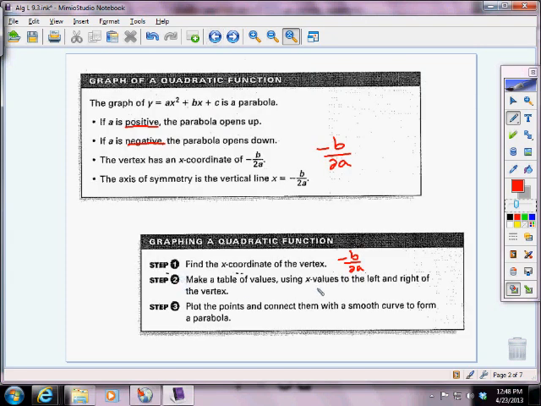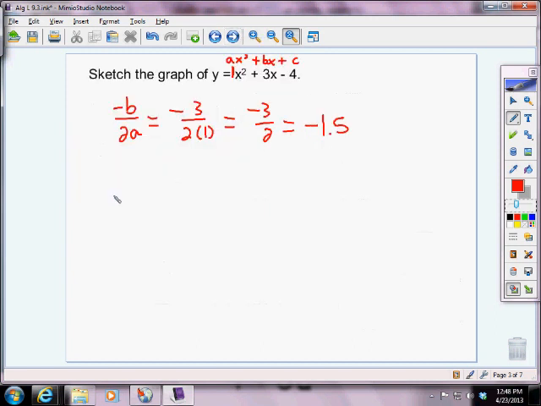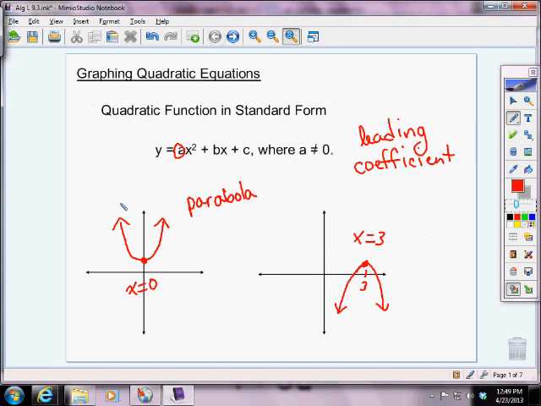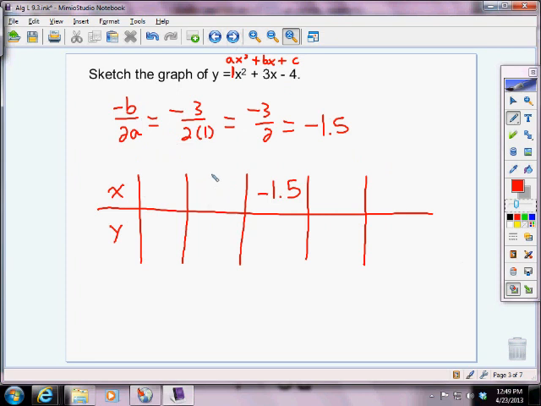Step 2, make a table of values, including values to the left and right of that negative 1.5. So again, I don't care if you make a vertical or a horizontal input-output table. Just make sure that you include negative 1.5 in the middle. And I'm going to do a couple to the left and a couple to the right. And you get to pick these. My advice, because remember, if you look at our pictures here, they kind of go up steeply or drop steeply, so you don't want to veer too far away from that vertex. So maybe I'll use negative 3 and negative 4, and I'm just picking these, and 0 and 2. Try to use 2 on each side though, so you get a good idea of the shape.